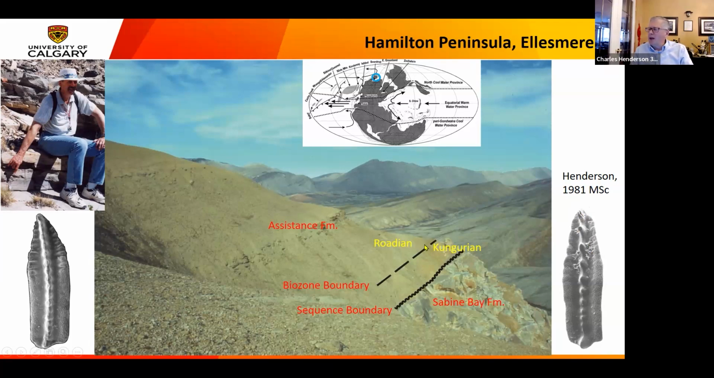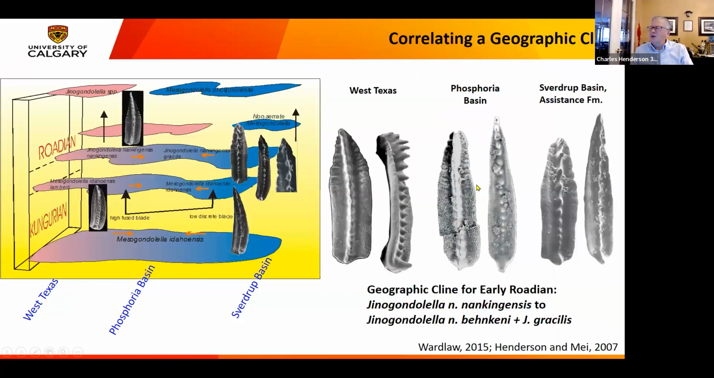That's another problem. But within this transgressive systems tract, we have the serrated forms present there as well. And you can see there's a striking similarity, but it's not exactly the same. And so we've developed this concept called geographic fines. Initially, in the upper parts of the Kungurian, this diagram is trying to show that there's a lot of gene flow.